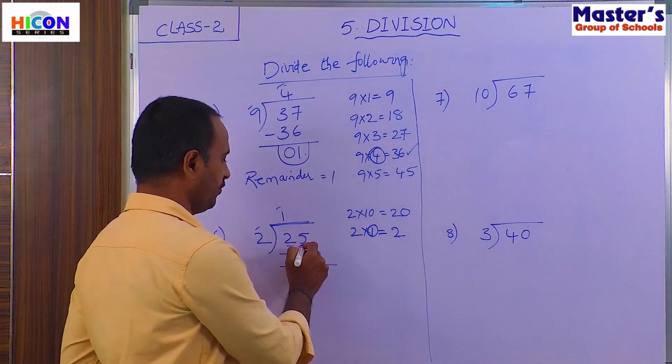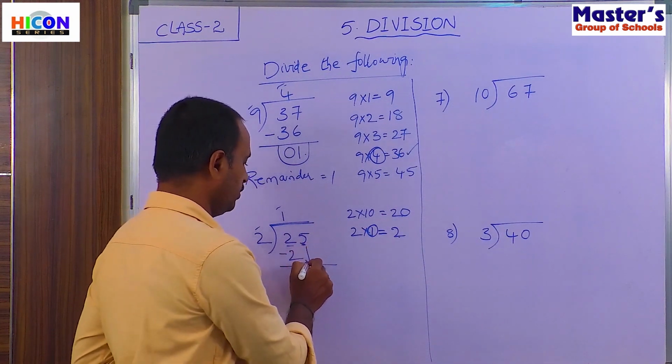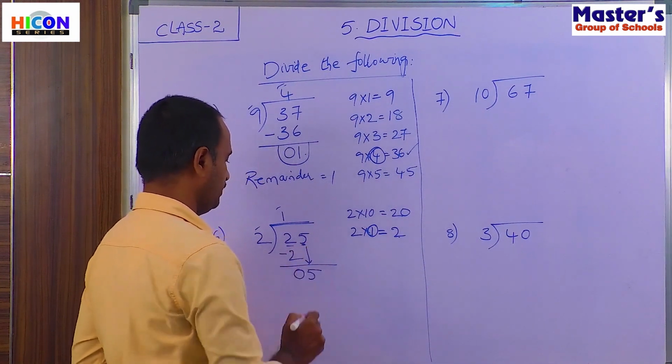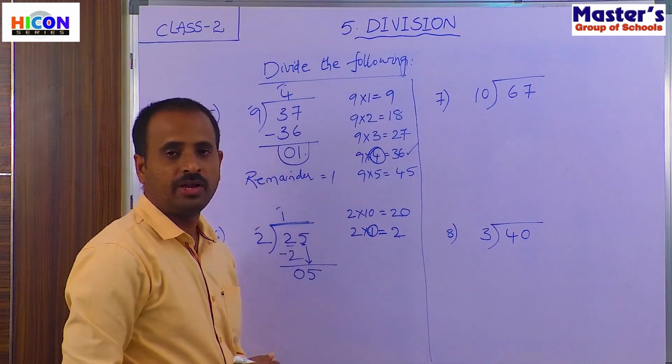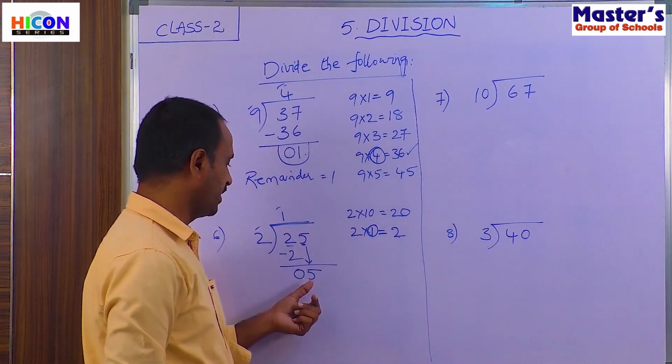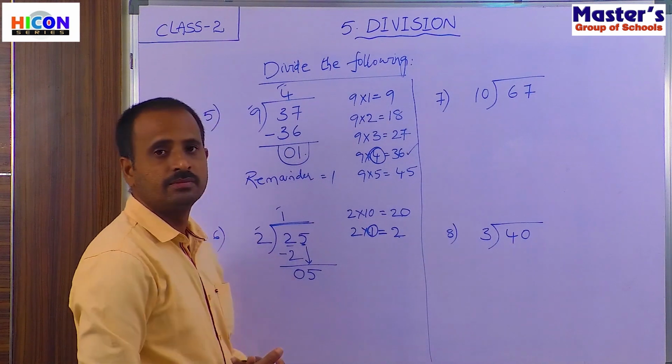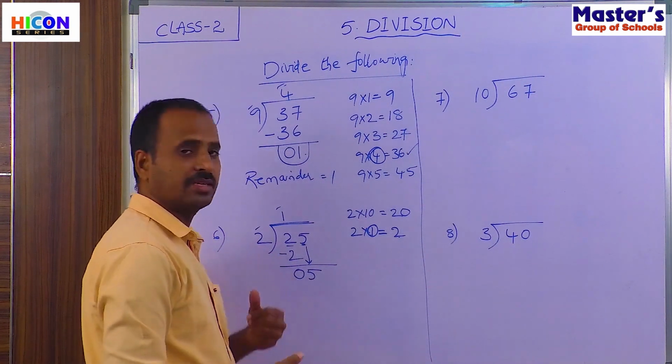Now bring down the second digit. So what is the second digit here? 5 is the second digit. Bring down the second digit, so the number becomes 5. So let us find when did we get the number 5 in the second table.